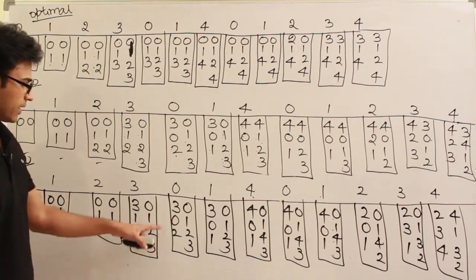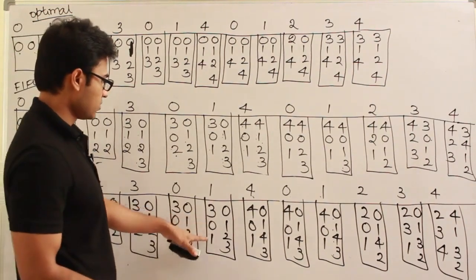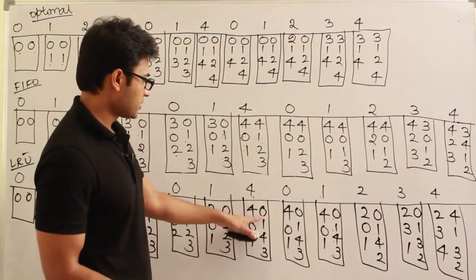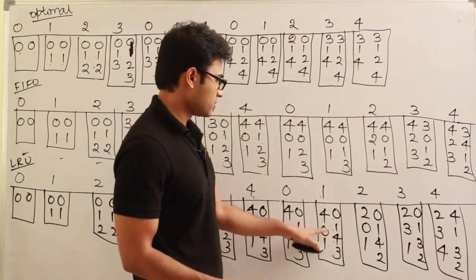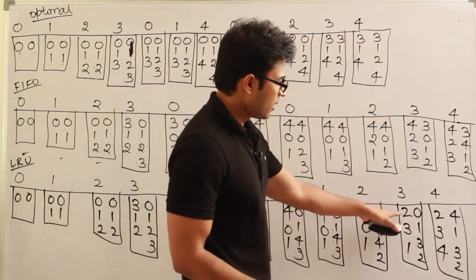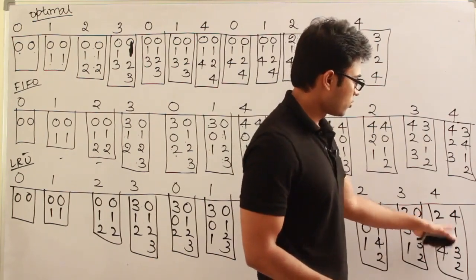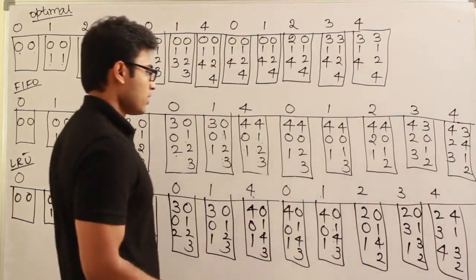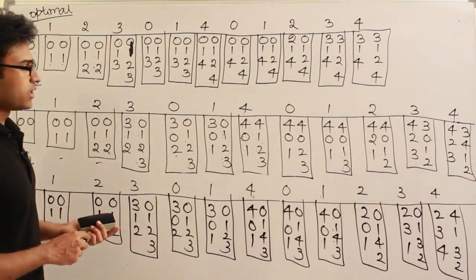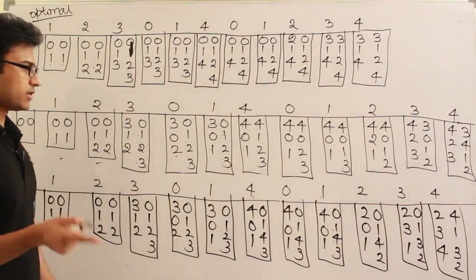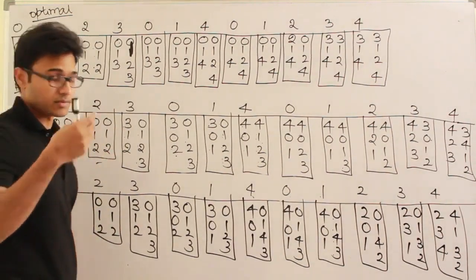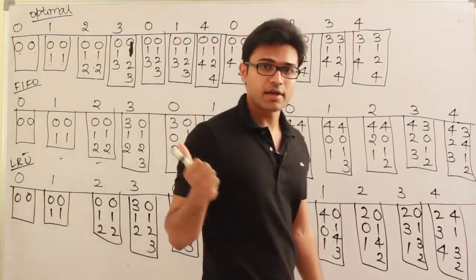See, 3 1 2, and then 3 0 2 is a subset of this, 3 0 1 is a subset of this, 4 0 1 is present here, 2 0 1 present here, and 2 3 1, yes, 2 3 1 is present here, 2 3 4 is present here. Therefore whenever I have 3 frames, whatever pages were present in 3 frames are also now present in 4 frames. So LRU is also a stack algorithm.